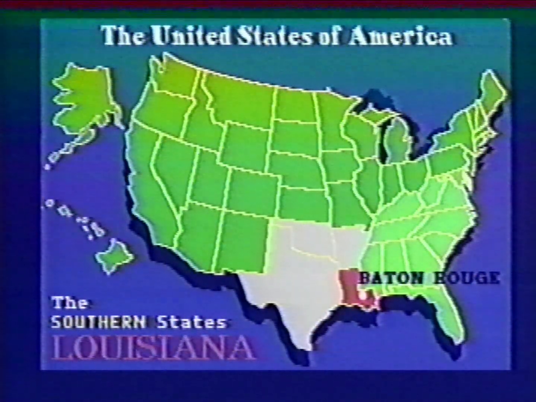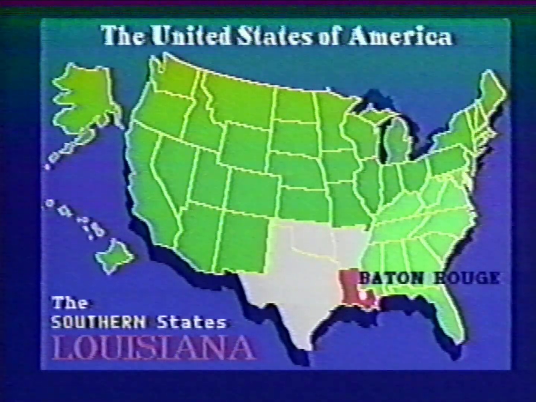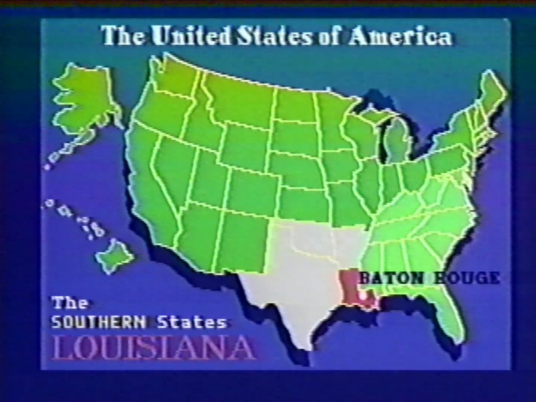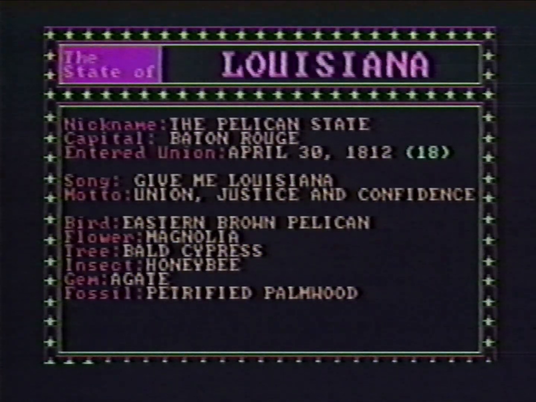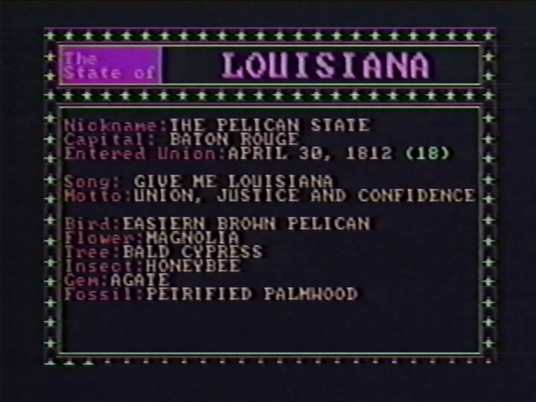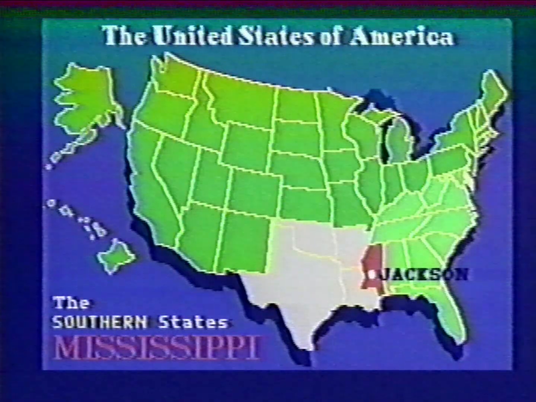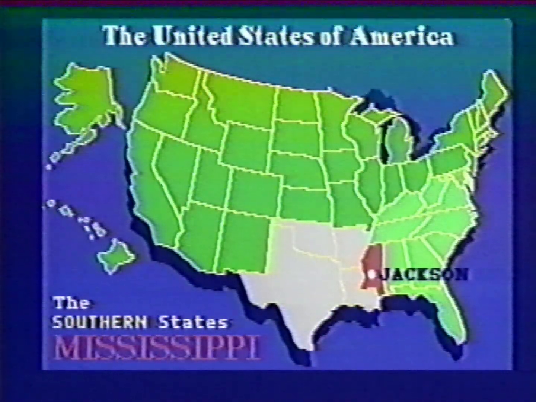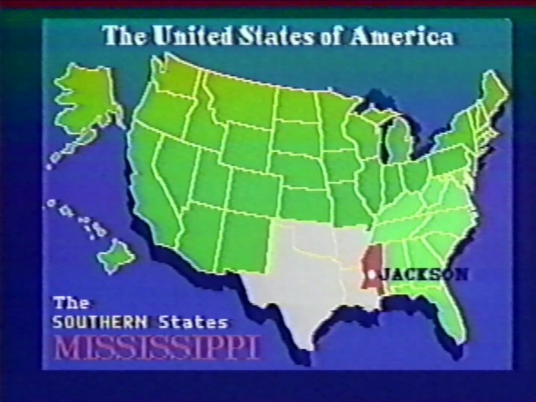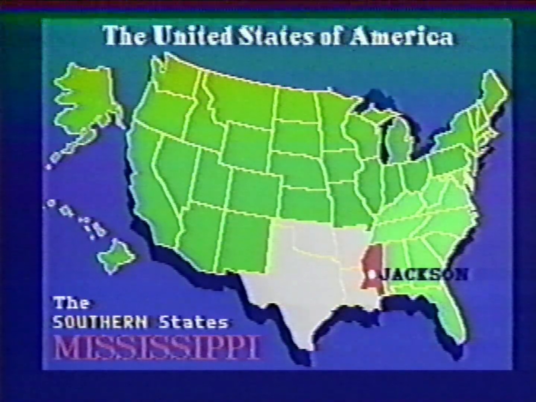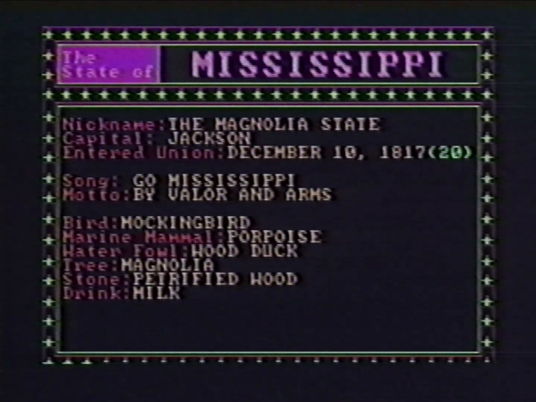The capital of Louisiana is Baton Rouge. Louisiana was named in 1682 for France's King Louis XIV. The capital of Mississippi is Jackson. The name Mississippi was derived from the Ojibwa Indian words Mississippi, meaning great river.